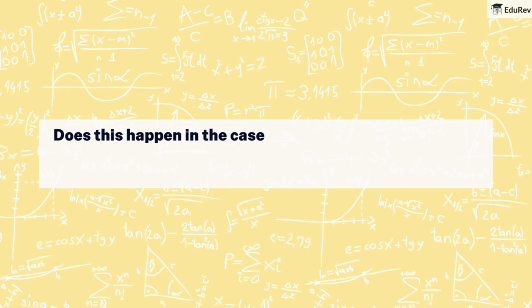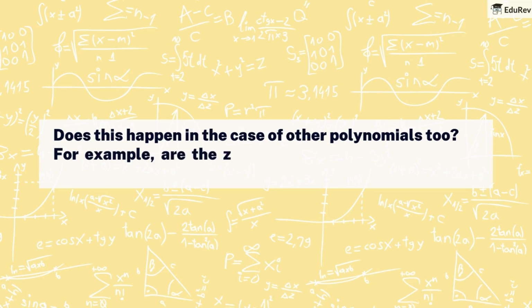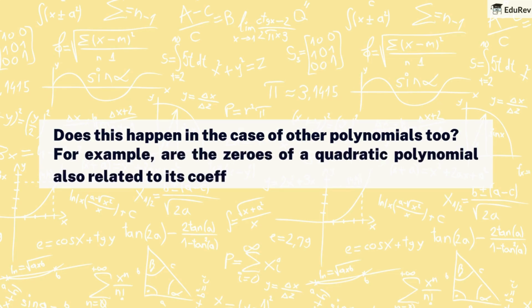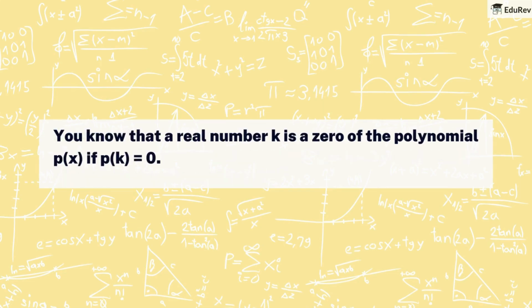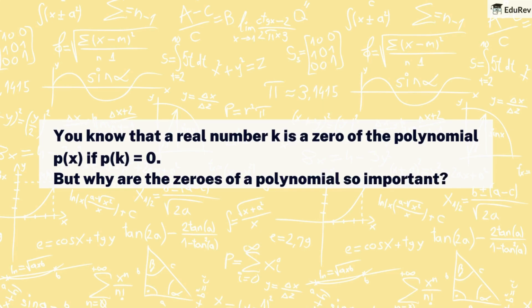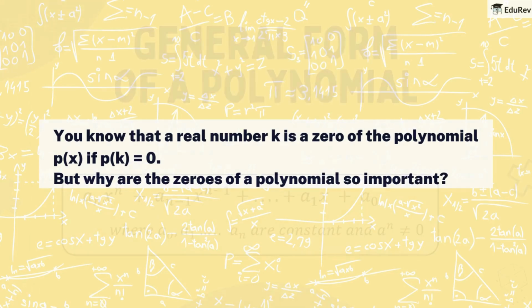Does this happen in the case of other polynomials too? For example, are the zeros of a quadratic polynomial also related to its coefficients? You know that a real number k is a zero of the polynomial p(x) if p(k) equals 0. But why are the zeros of a polynomial so important? Let us try to understand this.